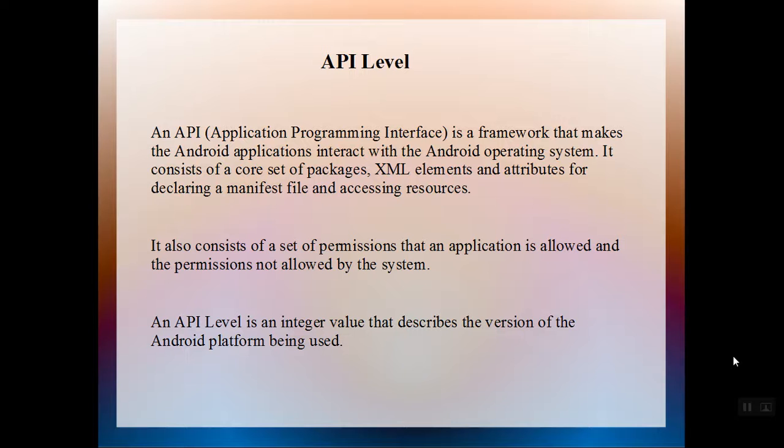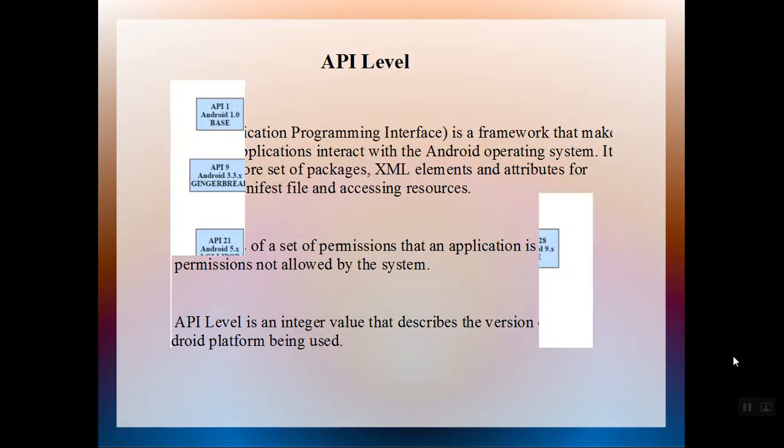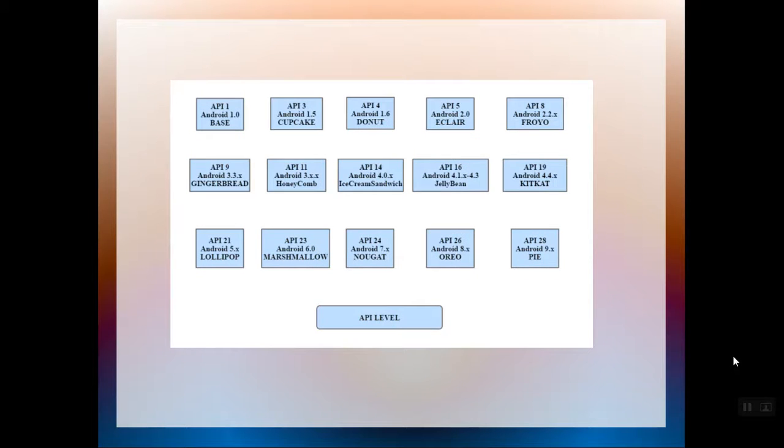An API level is an integer value that describes the version of the Android platform being used. Here I've shown you all the API levels from API 1 to 28, the Android version for each, and the Android name respectively. You can see API 1, the Android version for it is Android 1.0 and the name for it is Base. API 3, Android version 1.5 and the name for it is Cupcake, and so on.